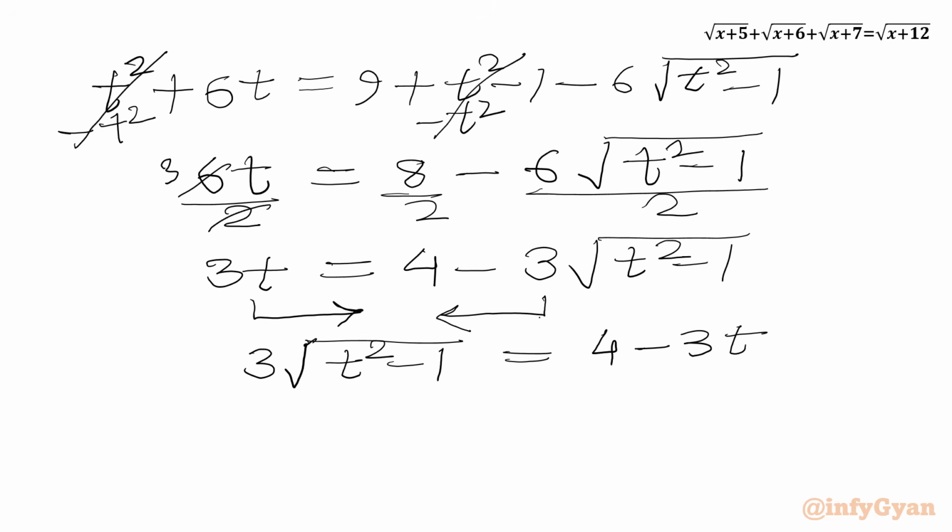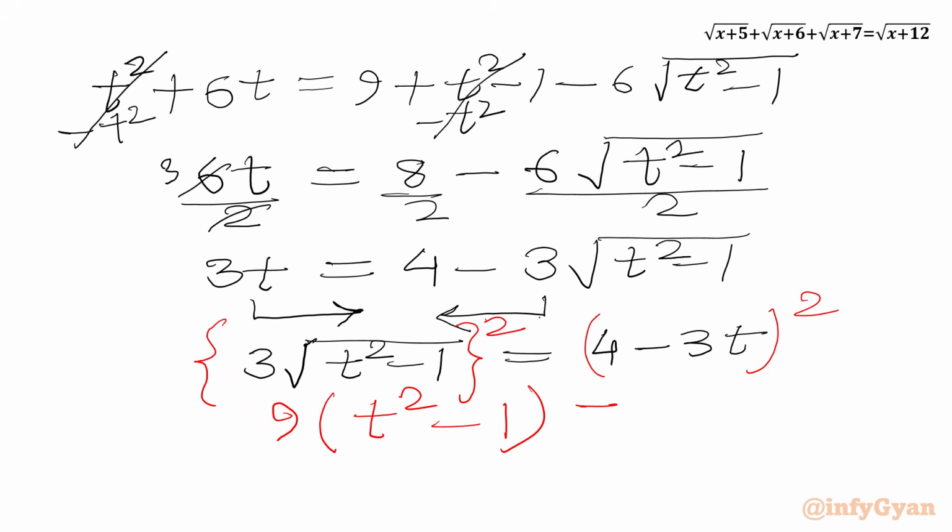Now we have single square root which is in LHS. Now we will be squaring for the last time. We will put power 2 in LHS and RHS. Now 3 square is 9. Square root and square will get over. So we will write 9 times t square minus 1 equal to 4 minus 3t whole square.